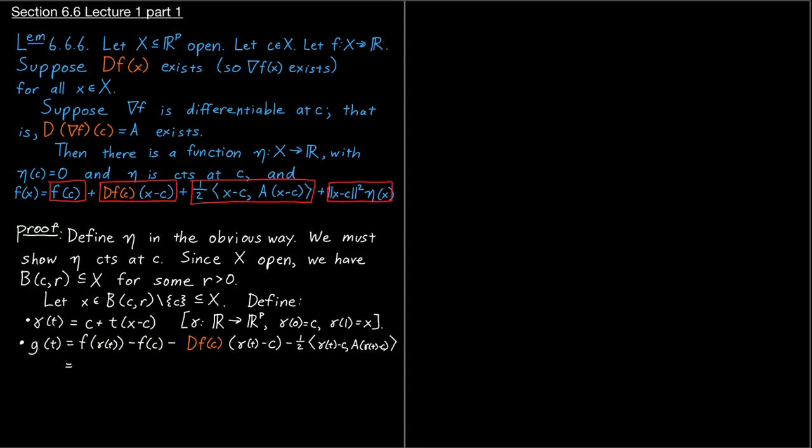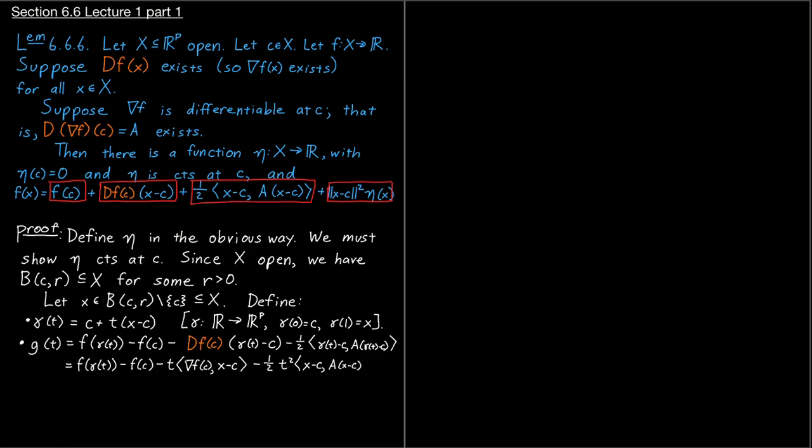And then let's simplify this. f of gamma of t minus f of c. Well, there's not much we can do with that. But when you write out what gamma of t is, and you remember that df of c is the inner product with the gradient, you've got t times the inner product, gradient f of c, x minus c, and then 1/2 t squared, x minus c, A of x minus c.